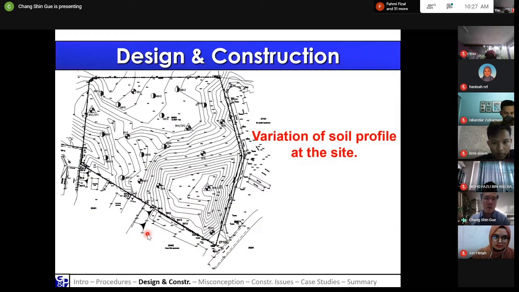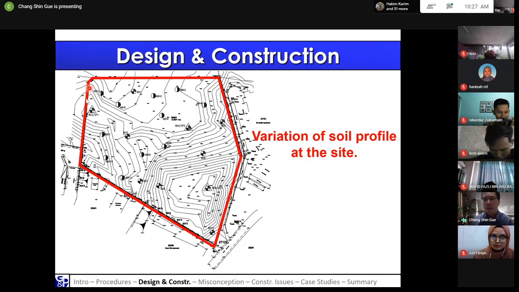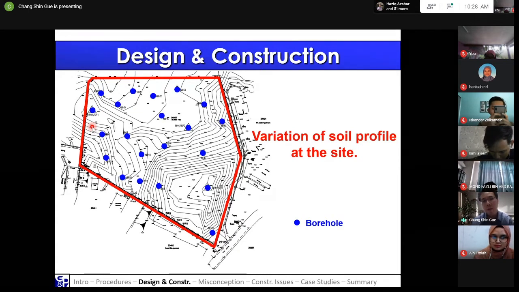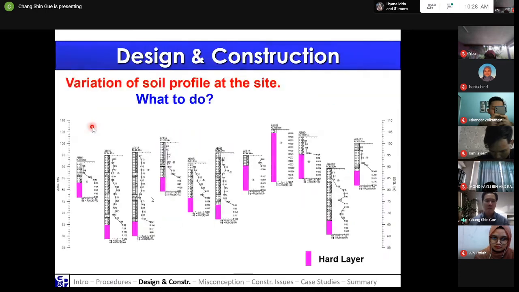Now, another issue that we normally face in practice is the variation of soil profile. This is what we normally face as geotechnical engineers. Just to illustrate, the red line is your project site, and normally within the project site we have a number of boreholes that we carried out in the beginning. And the problem is that once you get back with your soil profile, it may not be so ideal, like the soil is homogeneous and quite the same.